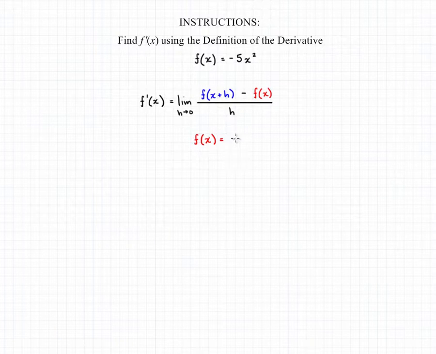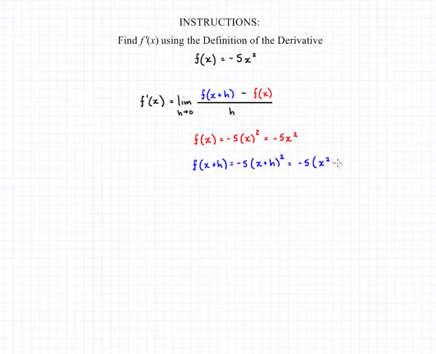So f of x is going to be negative 5 times x squared, which will be negative 5x squared. F of x plus h will be that negative 5 times x plus h squared. And this is going to give us negative 5 times x squared plus 2xh plus h squared. If we distribute through that negative 5, we'll have negative 5x squared minus 10xh minus 5h squared. And those are the two pieces we need.